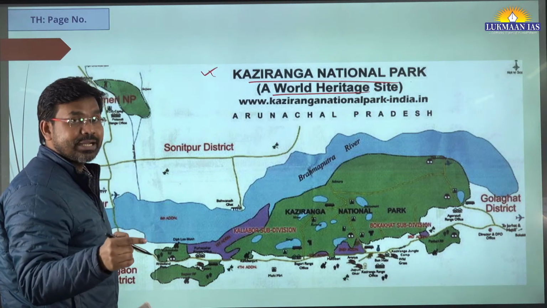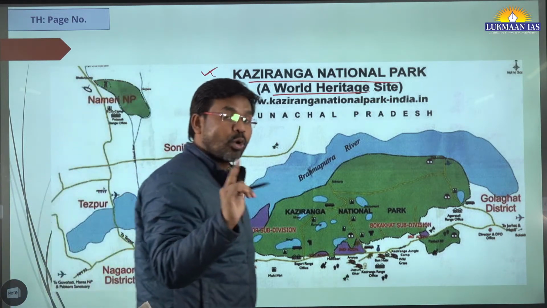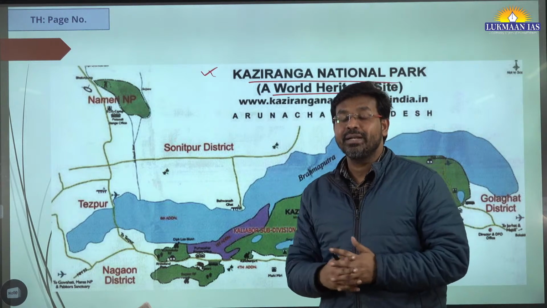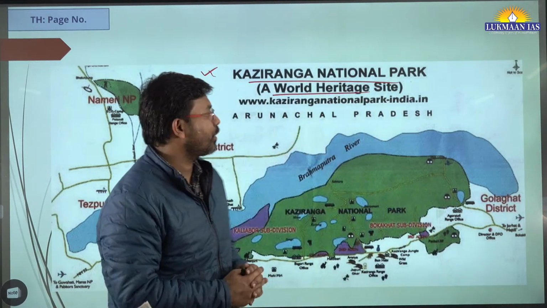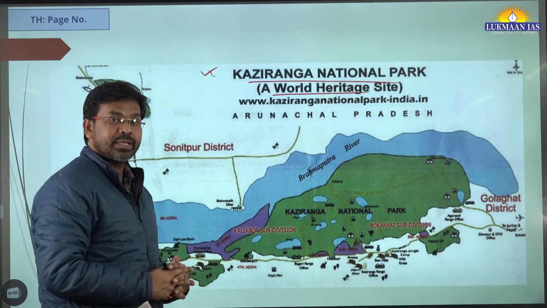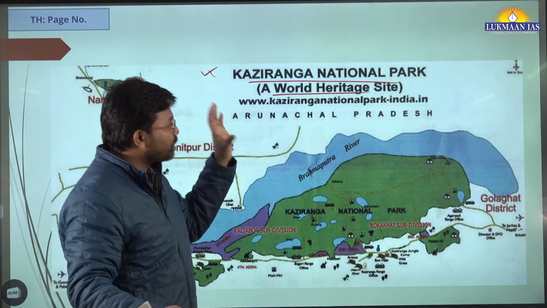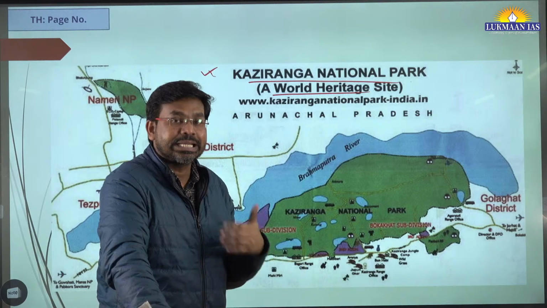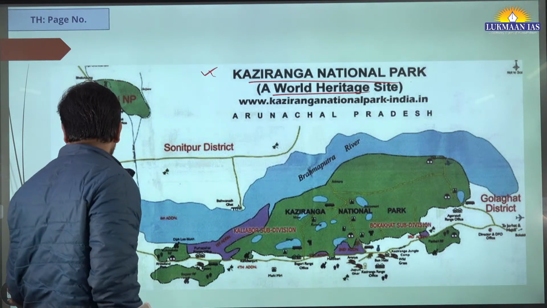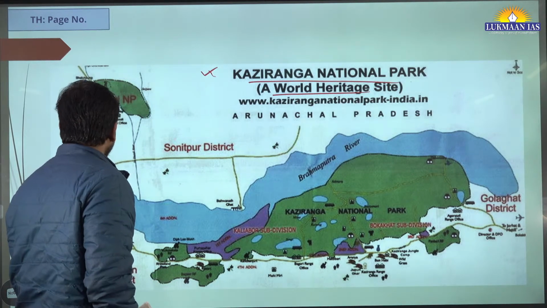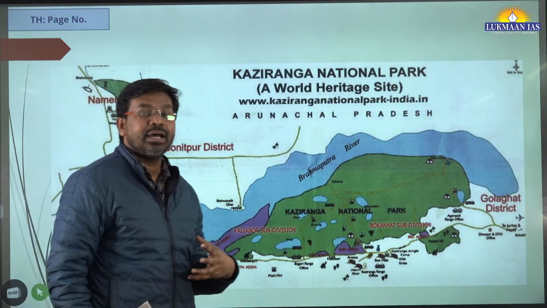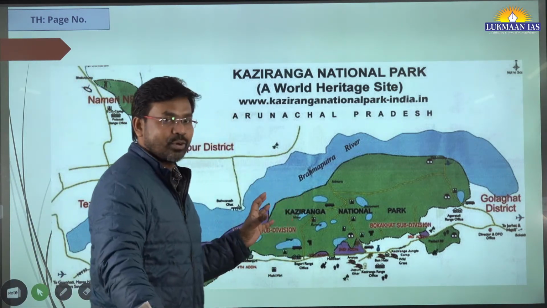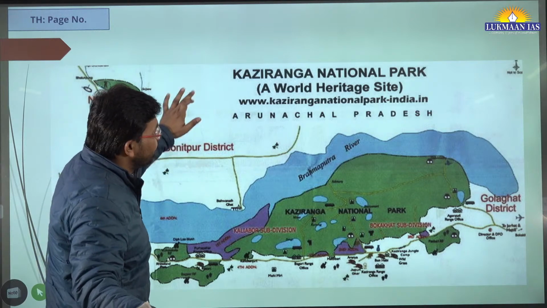Inside Kaziranga National Park, we find the one-horned rhinoceros, and recently one golden-colored tiger was in the news, because wildlife photographers captured a photo of this rare golden-colored tiger in Kaziranga National Park. Golden-colored tigers are under the endangered category of the IUCN, International Union for Conservation of Nature.